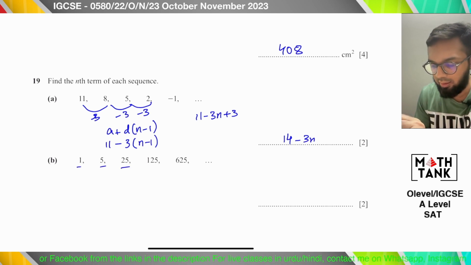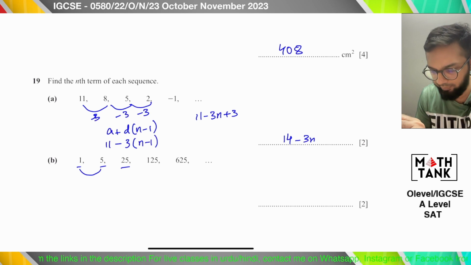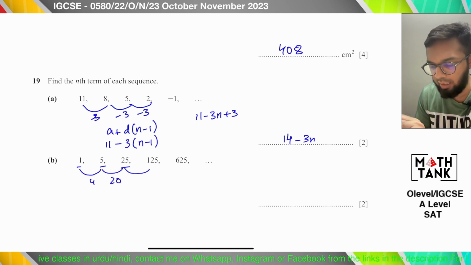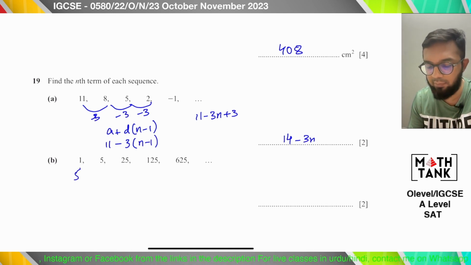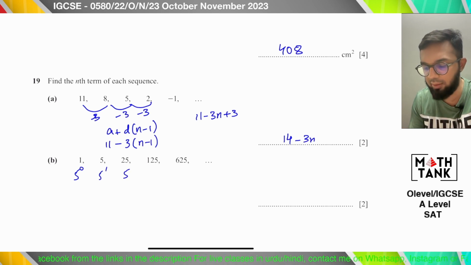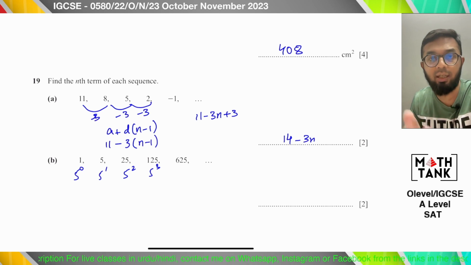These are growing exponentially. That's a plus 4. So there's no quadratic or anything involved because it's growing very rapidly. What I see is powers of 5 basically. So this is 5 power 0, this is 5 power 1, this is 5 power 2, this is 5 power 3. So there's actually a sequence in the powers.